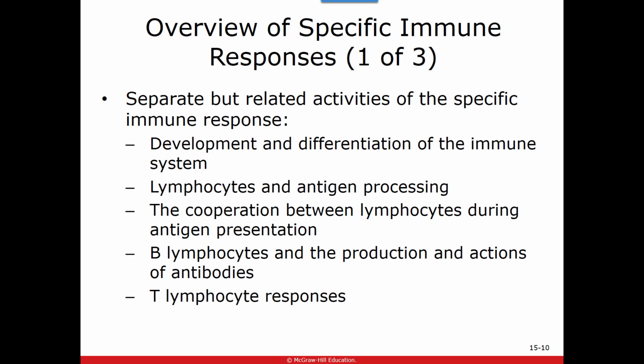Now, a little bit about our immune system response. There are lots of things going on in the adaptive immune system. So I'm going to be talking about B cells and T cells a lot, but we're going to talk about differentiating the different parts of our immune system. We're going to talk about how lymphocytes and antigens recognize each other, the cooperation between the different lymphocytes because they do work together. And then we're also going to talk about how they can produce various types of antibodies and other types of T cell responses. So lots of different things.